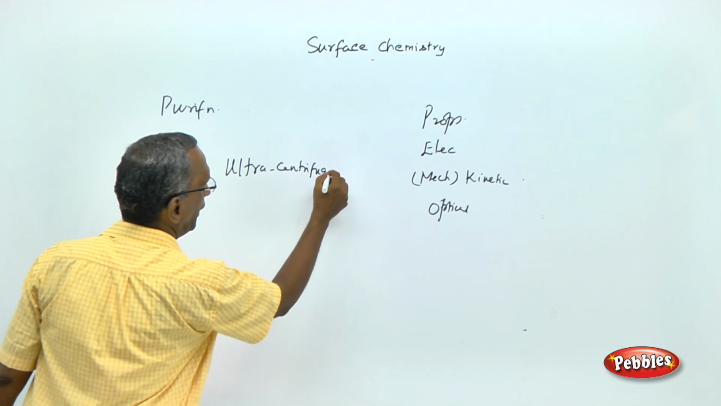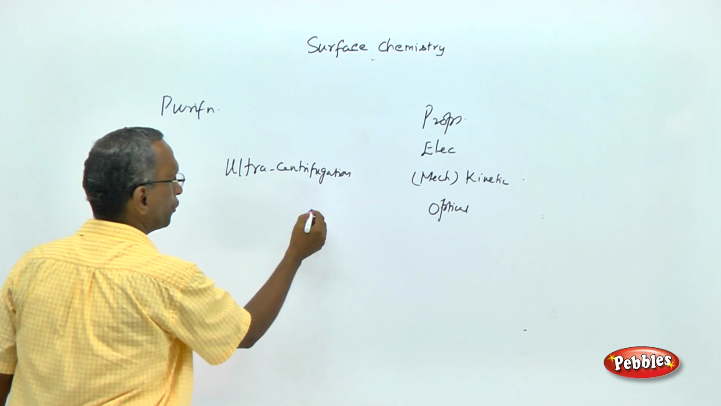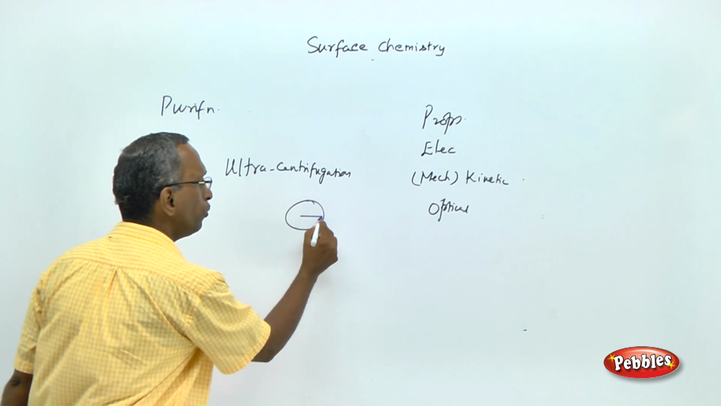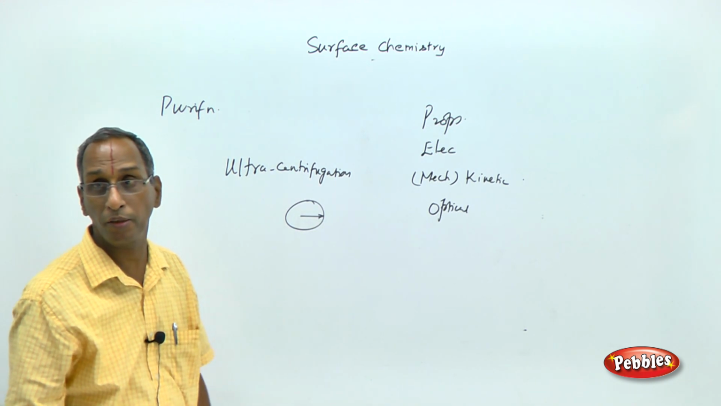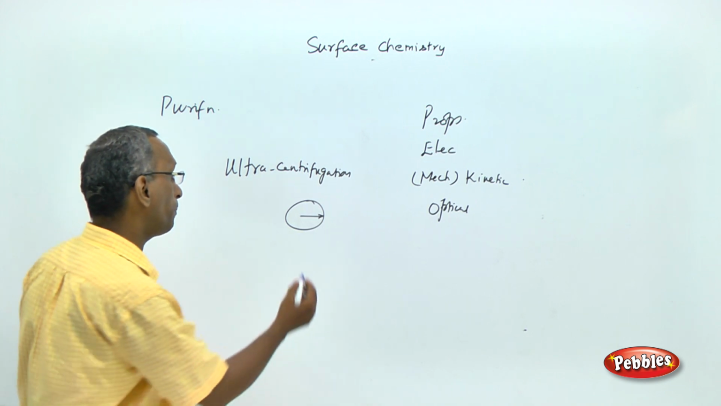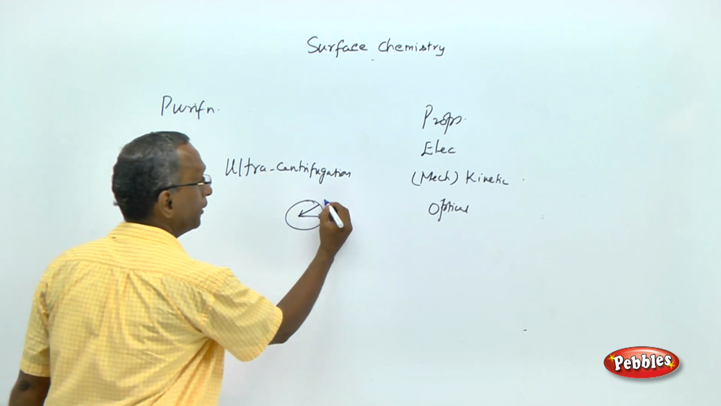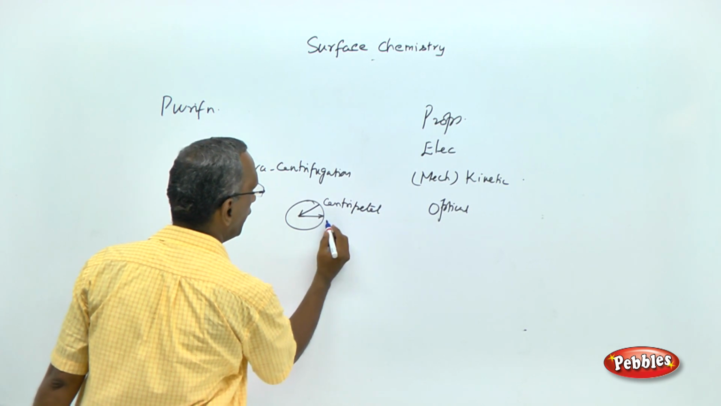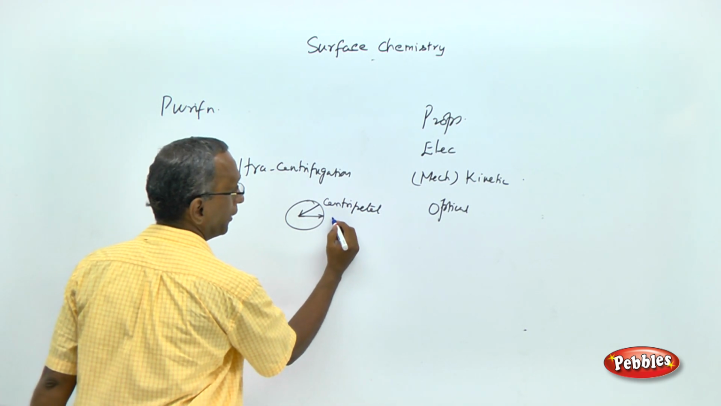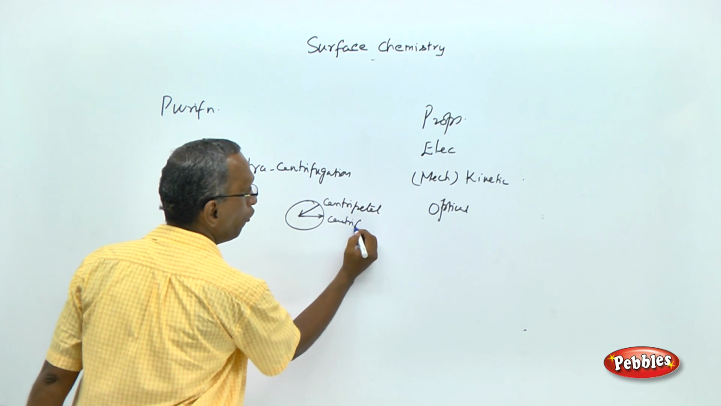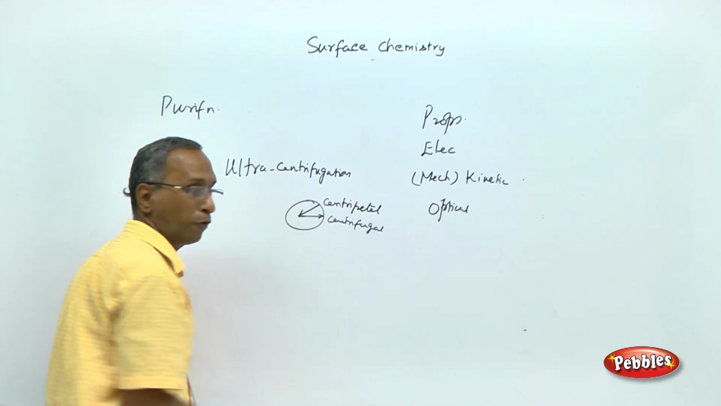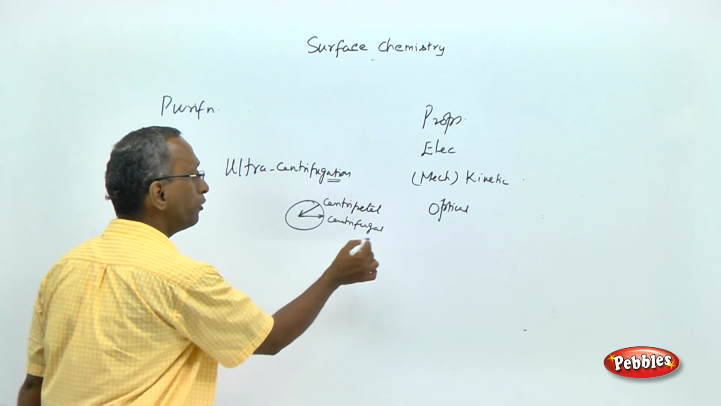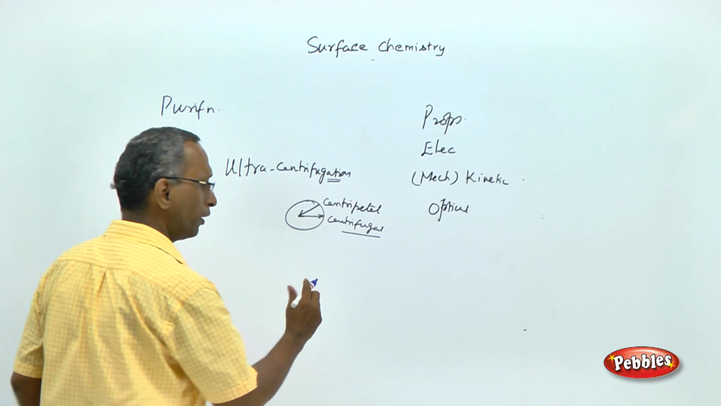Ultracentrifugation is based on the type of force. When you consider the circular motion of a particle, two types of forces act on it. One type of force acts towards the center, which is called the centripetal force, whereas the other type of force acts away from the center. This is called centrifugal force. Centrifugation predominantly uses the centrifugal force.